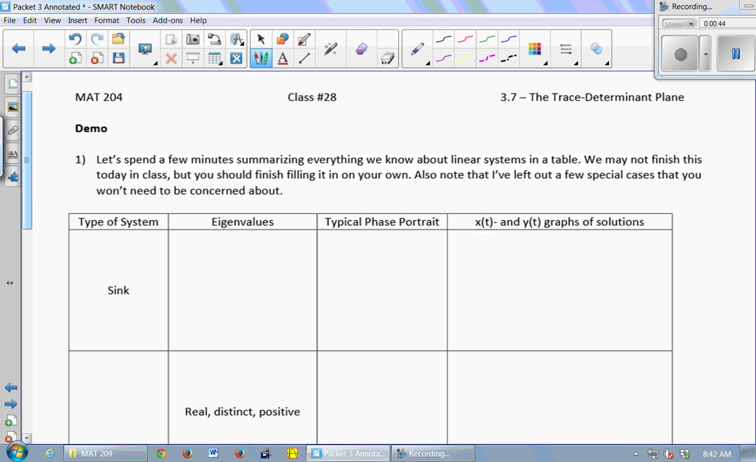Okay, so we're going to spend a little time summarizing into a table everything that we know about linear systems, what their solutions can look like, what that means about the eigenvalues, and what we call that kind of system. We'll do a few together, and then you can finish filling it out on your own. It'll be a good exercise to put everything summarized in a table format. I've also left out a few special cases that you don't really need to be concerned about.